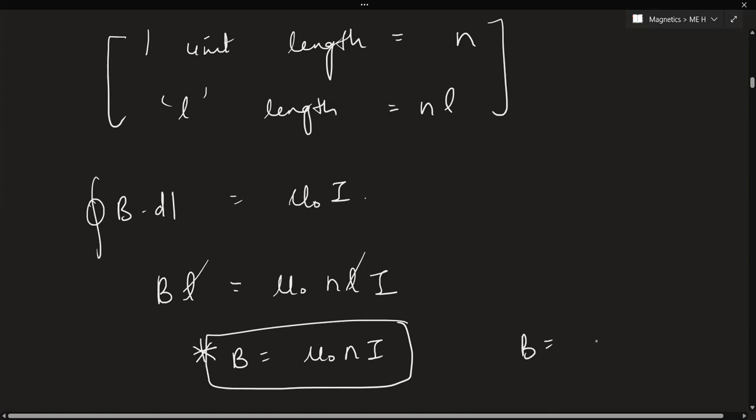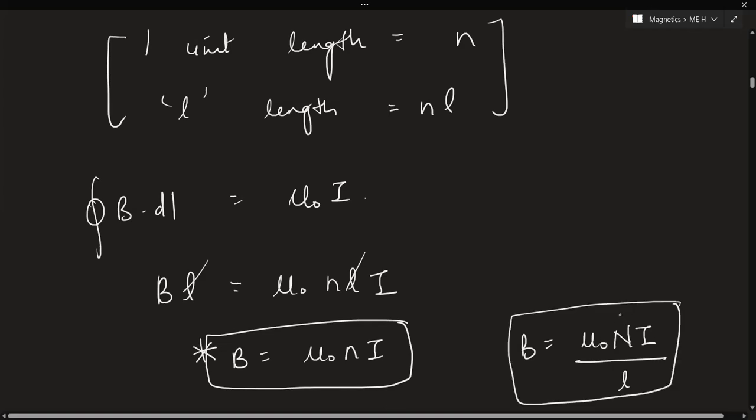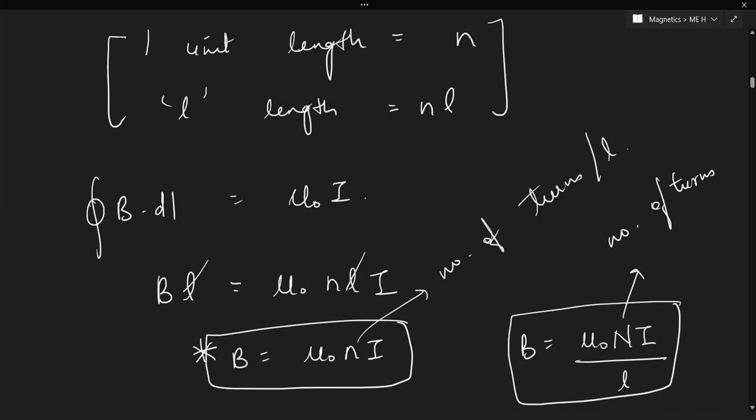If you wish to write it in terms of number of turns, this becomes mu naught capital N divided by L. Why? Because this is number of turns per unit length. See, capital N is number of turns. And this is what? This is number of turns per unit length. So both of these formulas are equal. It's just that whatever is given to you in the question, use any of these, whichever. If number of turns are just mentioned, yes.